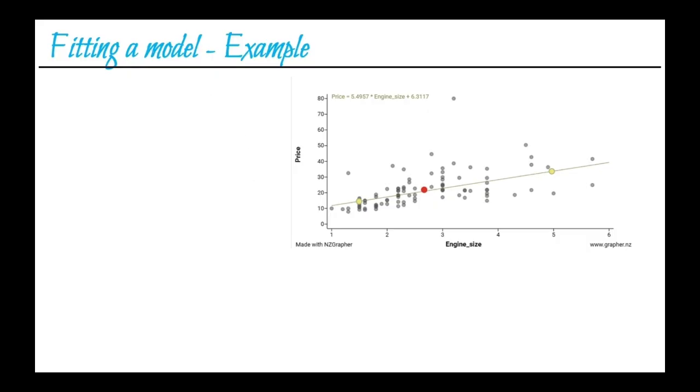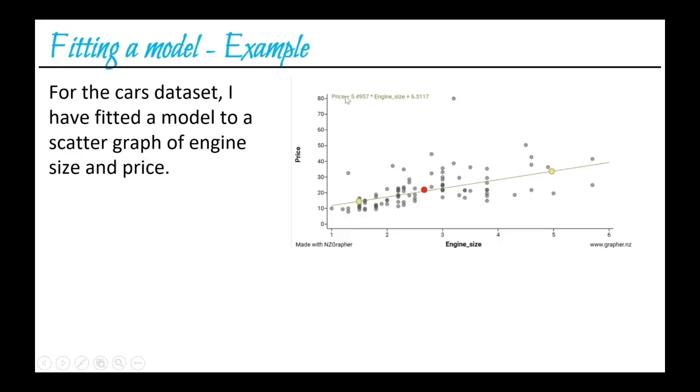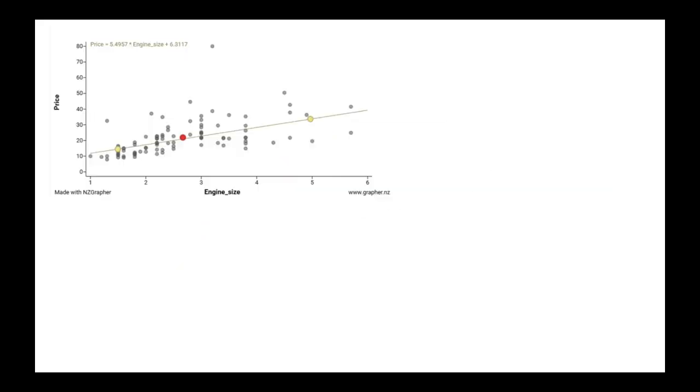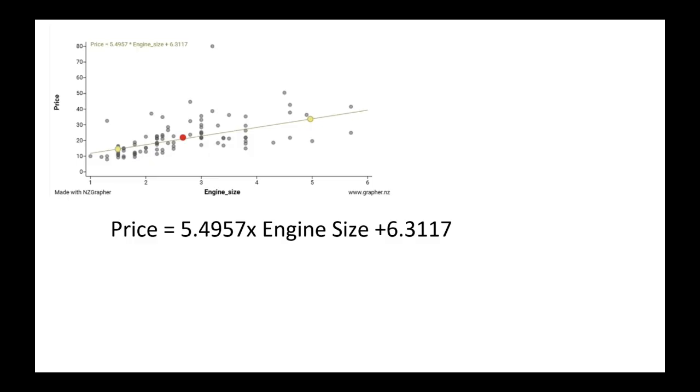So we got this graph that shows the engine size and price relationship with the line of best fit and the equation. If we enlarge it, it says price equals 5.4957 times engine size plus 6.3117. What that means is, if you think of price as y and engine size as x, it's like saying algebraically y equals 5.4957 times x plus 6.3117.